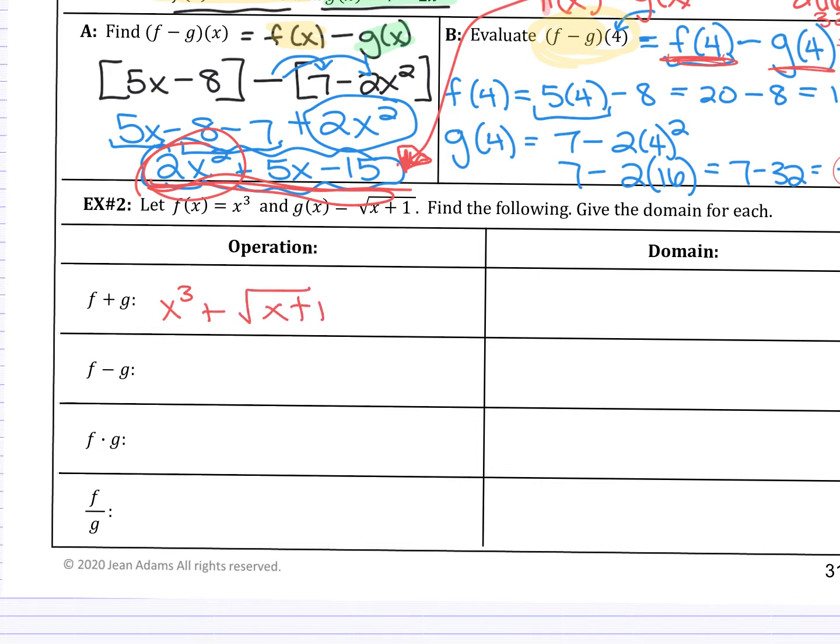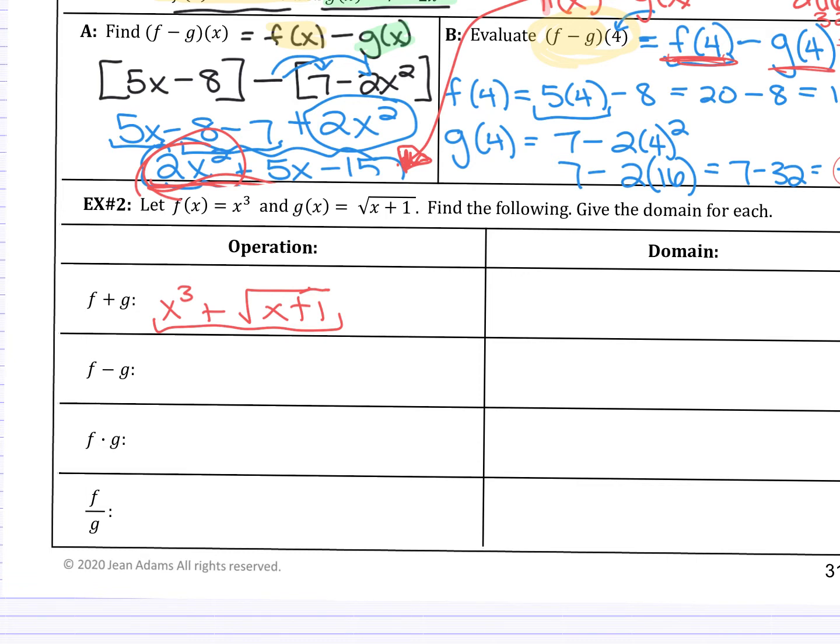The function f up here is x cubed, and g of x is square root of x plus 1. I don't have any like terms that I can combine here. X cubed cannot be combined with the radical or square root of x plus 1.